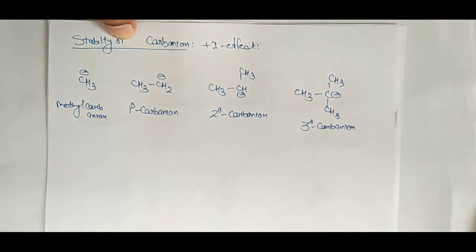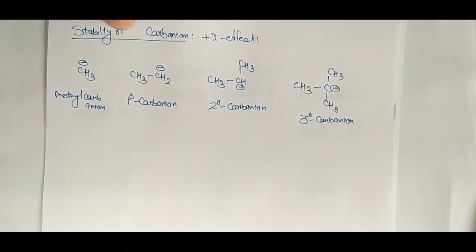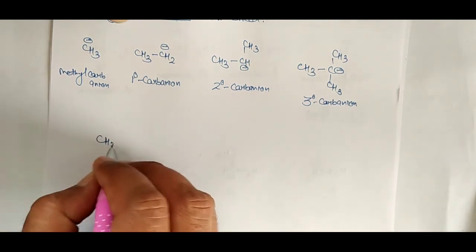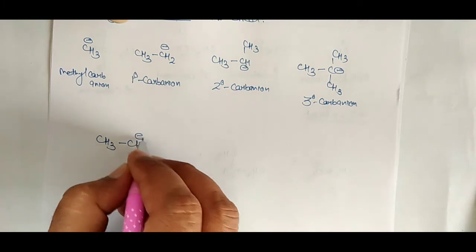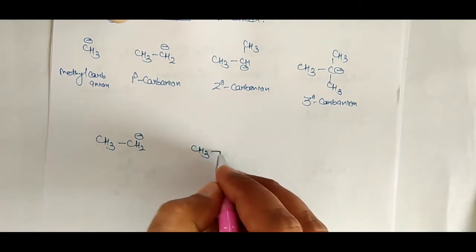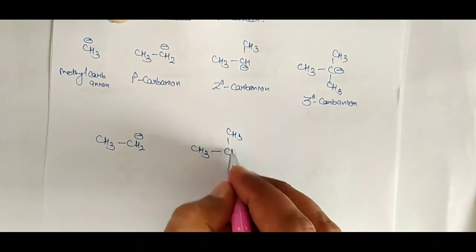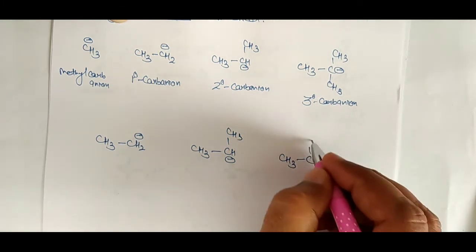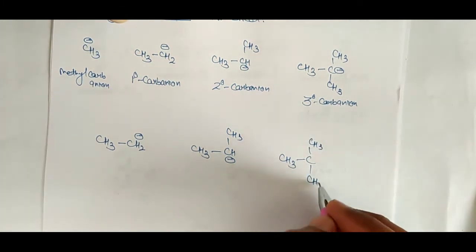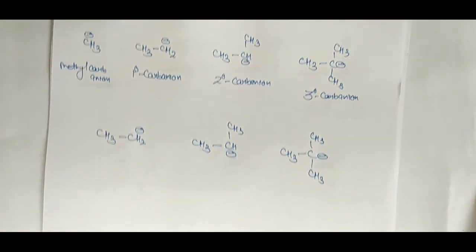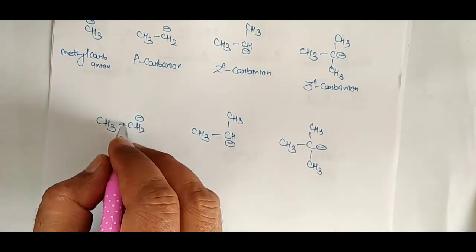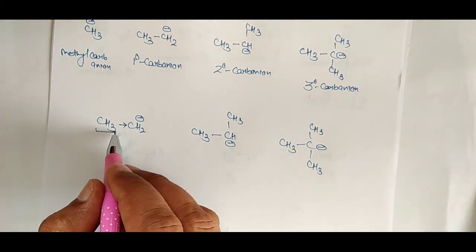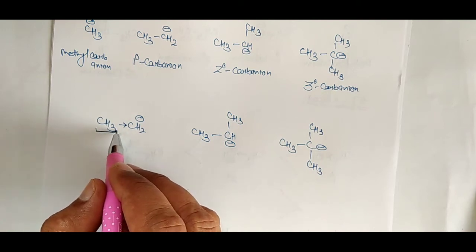Now we have to explain the stability on the basis of the plus effect. So if we talk about the stability, let us start. If we have CH3 and CH2 negative, this is primary. CH3 and CH3 and this is the CH, this is the secondary carbanion, and this is the CH3, CH3 and CH3, this is the tertiary carbanion. Now you know that the plus effect is here. If we have an alkyl group, the methyl group is an alkyl group which has a plus effect, that is an electron donating effect.